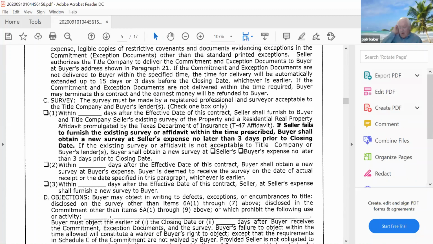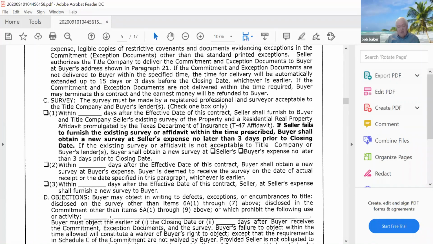So you represent the buyer and you've negotiated in the contract for the seller to provide to your buyer a new survey, which to me sounds like a good situation, because we want them to have a new survey. And now we're going to get the seller to pay for it.